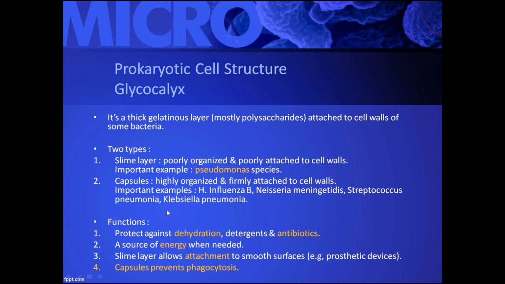Functions of the glycocalyx: it protects against dehydration, detergents, and antibiotics. So it prevents harmful substances from entering the bacteria. It is a source of energy because it's mostly polysaccharides. So when the bacteria needs energy, it can eat the glycocalyx. The slime layer allows attachment to smooth surfaces, for example the prosthetic devices, and capsules prevent phagocytosis.